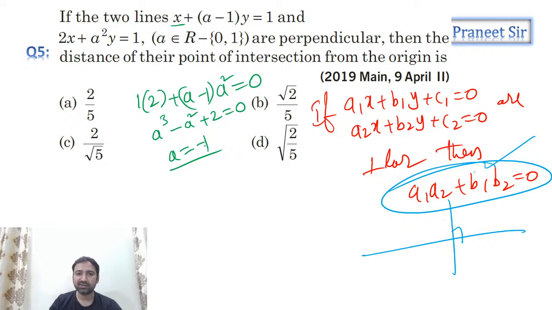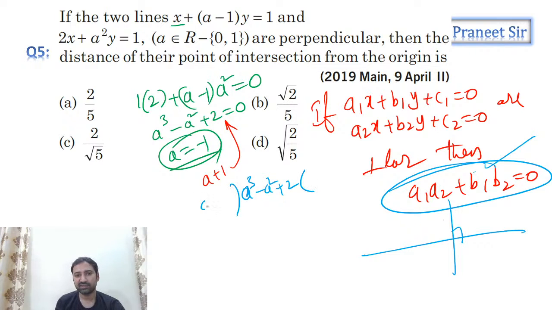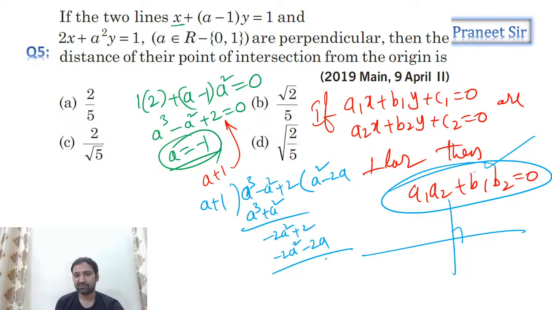But we already calculated one root as −1. So a = −1 is one root we are getting. Any other roots? As a + 1 is a factor, let's divide this cubic equation a³ − a² + 2 by a + 1. So a² is a³ + a², and if you subtract, we get −2a² + 2, then −2a, which is −2a² − 2a, and subtracting gives 2 + 2a, then 2, so 2 + 2a, remainder 0.